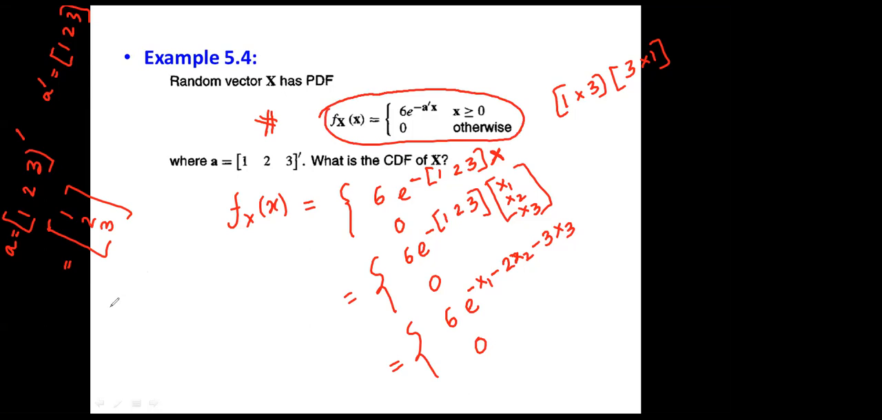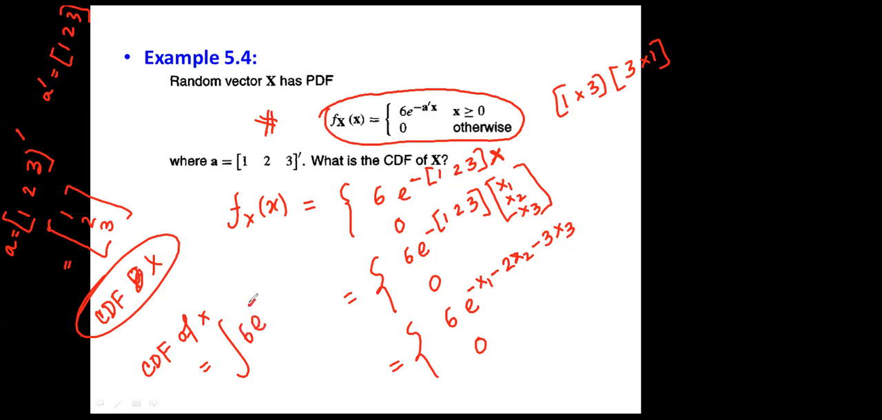Now what is the CDF of X? CDF of X means we have to integrate the PDF and find the CDF. So the CDF of X should be the integration of this 6 e to the power minus x1 minus 2x2 minus 3x3, dx, isn't it? Do you agree with me? Yes, sir. All right, now this is your work.